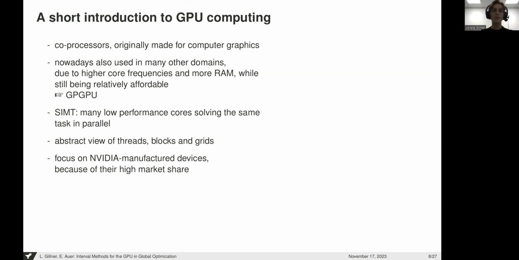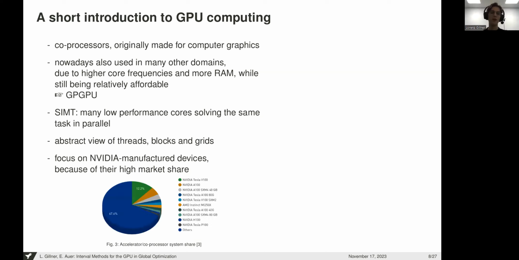But it should be noted that most GPU libraries work with an abstraction layer of so-called threads, blocks, and grids, which are not the physical cores on the multiprocessor, but a concept. So a GPU with only, let's say, 500 cores can still solve a problem involving thousands of threads because it can handle this abstraction layer. And in my work, I'm focusing on the NVIDIA manufactured devices using the CUDA architecture because of their very high market share.